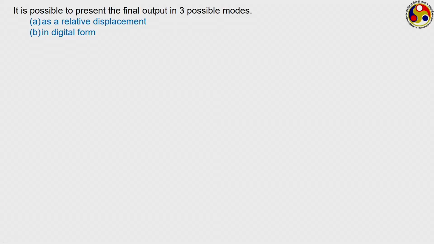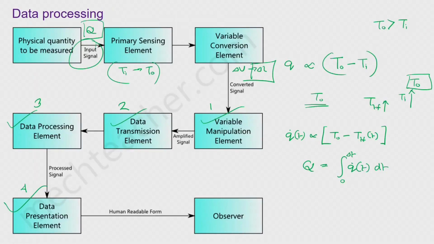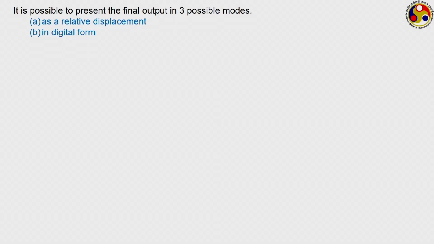Now, it is possible that the final output, like if I go back here, this data presentation that we are talking about, the final data that will be presented to the observer or maybe recorded to some kind of recording device, can generally be done in 3 possible modes. That is, your measurement system can give output in 3 possible modes. One as a relative displacement, second in a digital form, third I shall be coming to shortly.